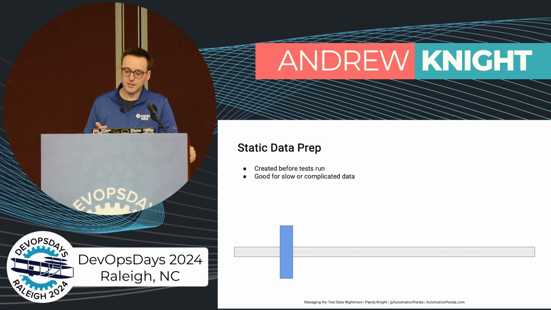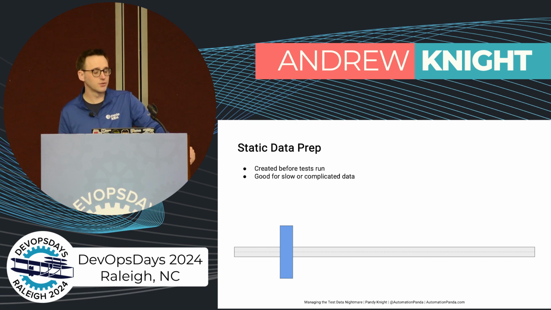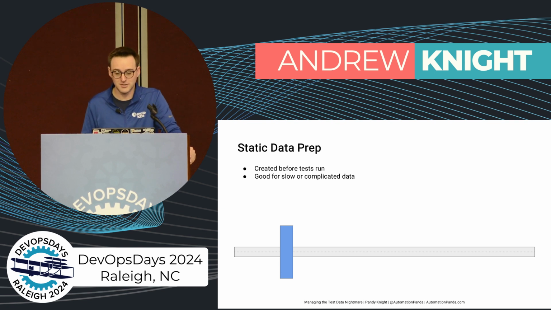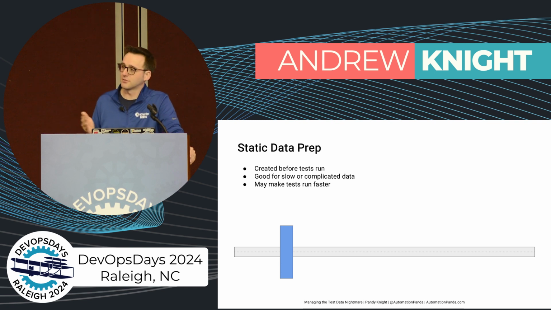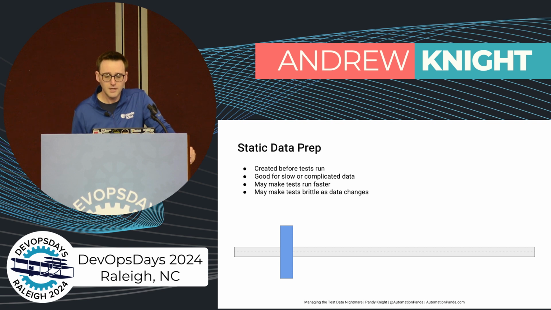Static data prep is a good strategy for complicated data or data that is slow to create dynamically. For example, those user accounts may need email verification, so it might be easier for automated tests to simply use a set of pre-registered users than try to go through the flow of creating a user for each test. Tests will run faster if they can simply reference existing data instead of creating new data each time. However, static data must be maintained. Any changes to static data could impact tests too. Static data may also become stale over time as data formats are updated or if data is time sensitive.